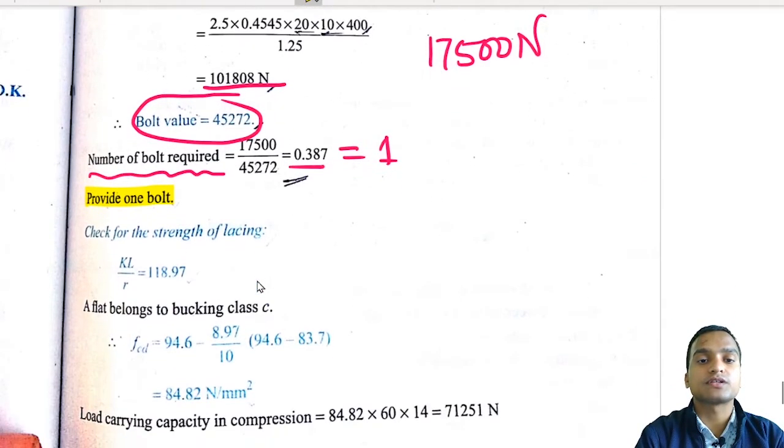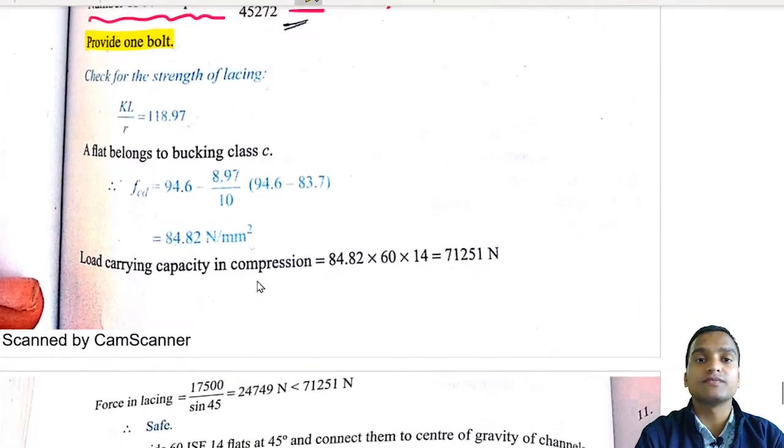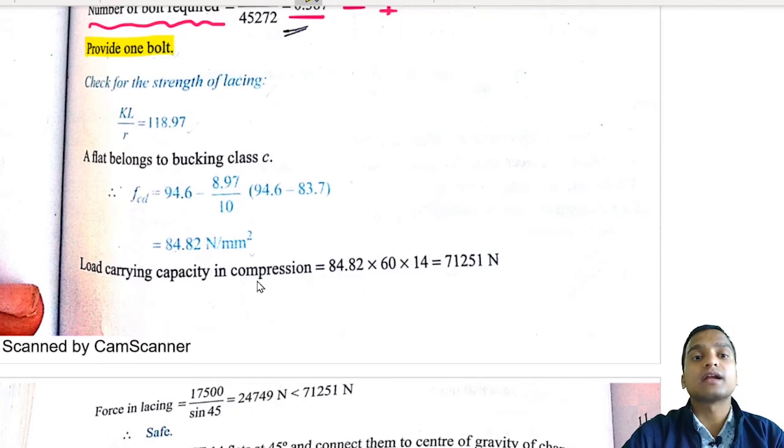And if we check the strength of lacing also, FCD value, so we know that a flat is a solid section and it also belongs to buckling class C, so we have to use the table number 9C. And if we know the value of slenderness ratio, which is equal to 118.97, and Fy value is 250 megapascal, so FCD can be calculated like this. So FCD value is this.